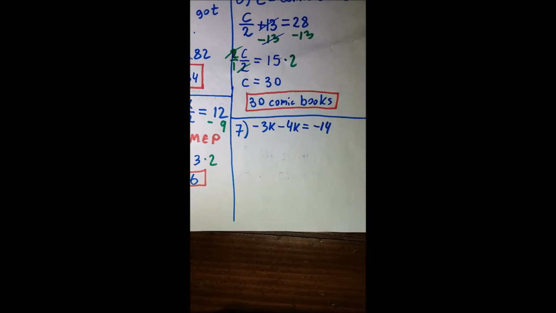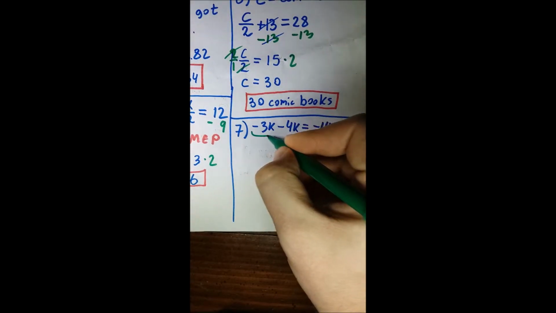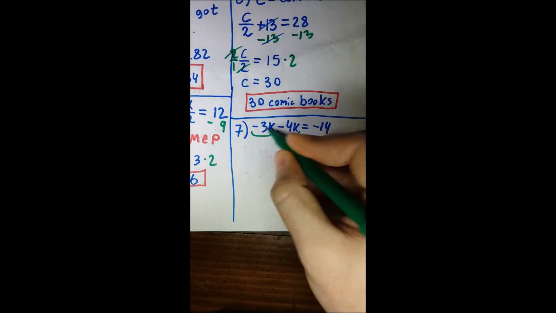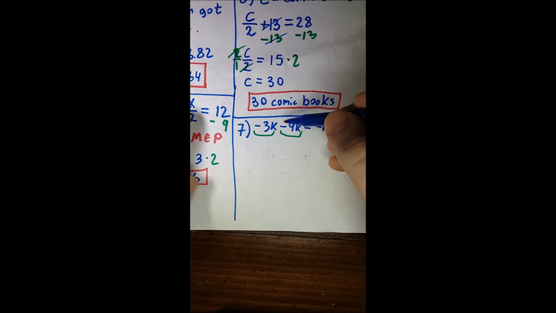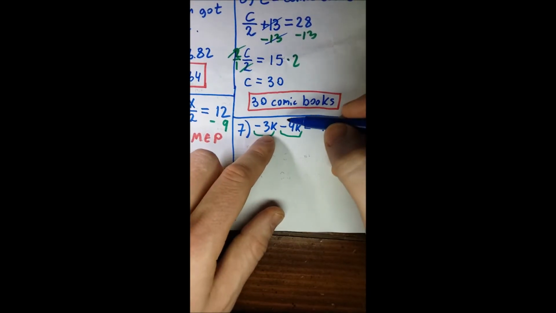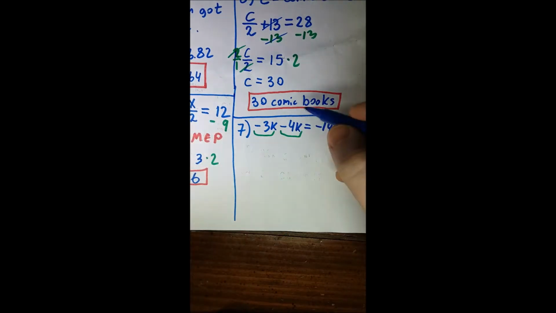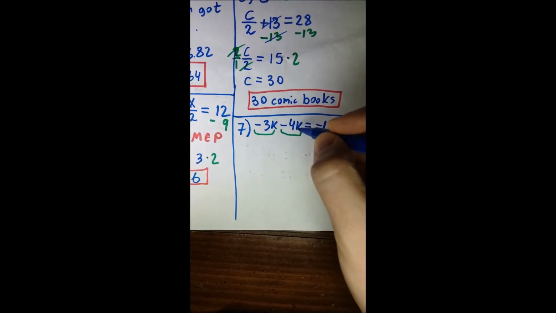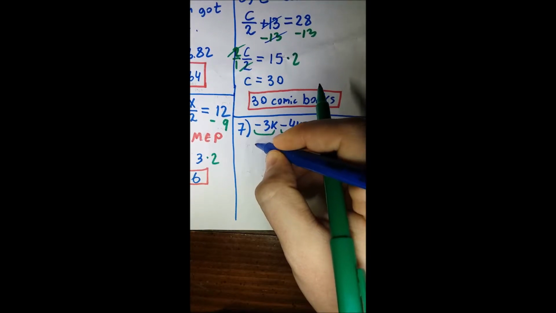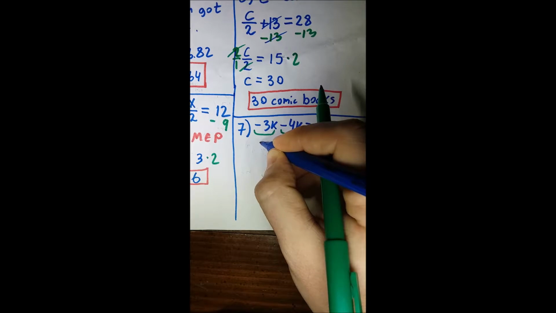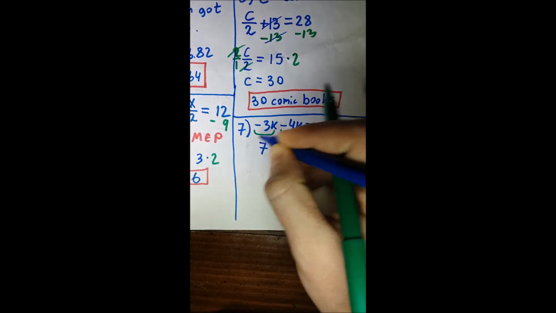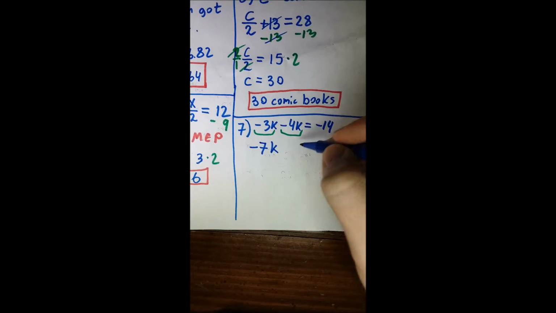Question number 7. Minus 3k minus 4k equals minus 14. We need to combine like terms, which is minus 3k minus 4k. Negative and negative, when you are adding them or subtracting them, same sign, add and keep. Since both of them are of the same sign, you are adding together 3 plus 4, which is 7k. Since both were negative, we keep the negative, equals negative 14.